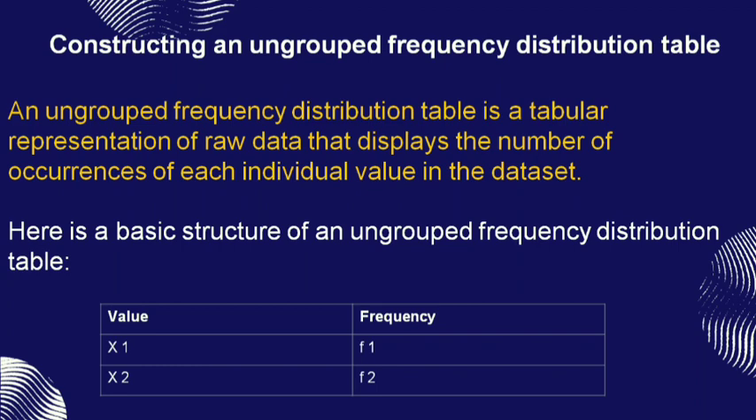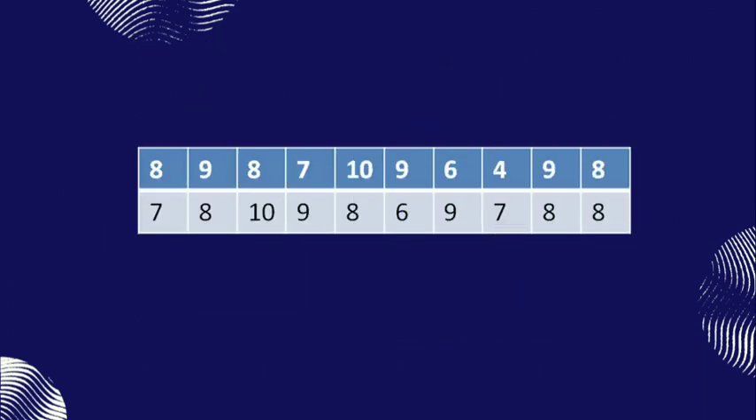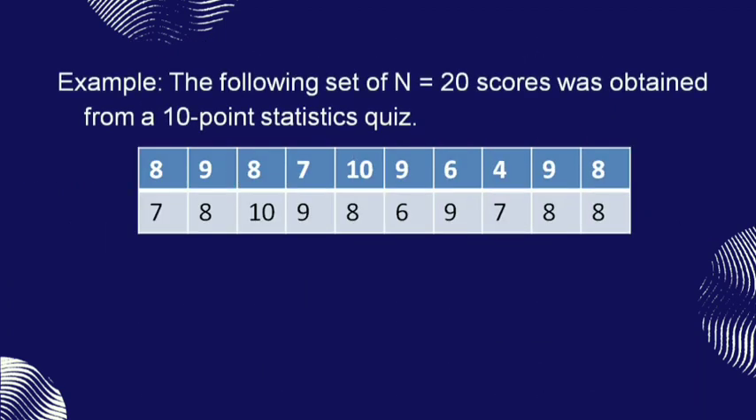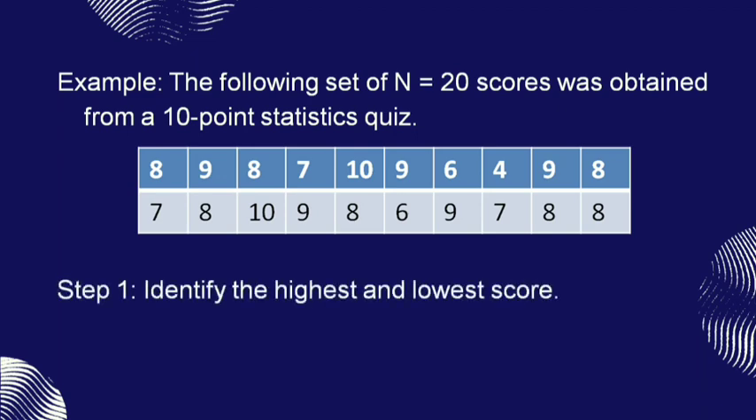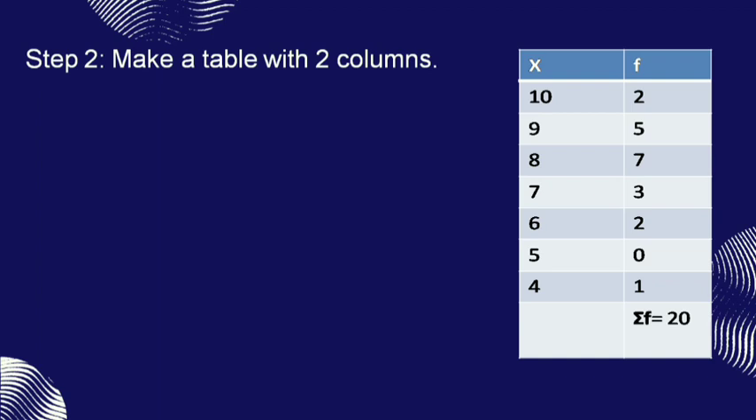Let's use a practical example to help you comprehend more. The following set of 20 scores was obtained from a 10-point statistics quiz as illustrated on the table below. We will organize these scores by constructing a frequency distribution table. The first step is identifying the highest and lowest score. In this case, our highest value is 10 and our smallest value is 4. After identifying the highest and lowest value, make a table with two columns. The first column of the table lists the values from highest, 10, to lowest, 4.